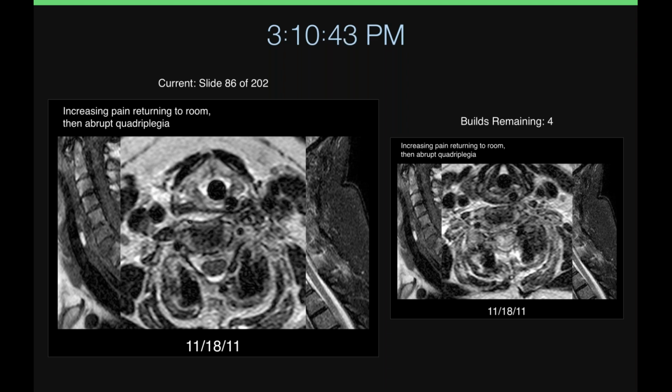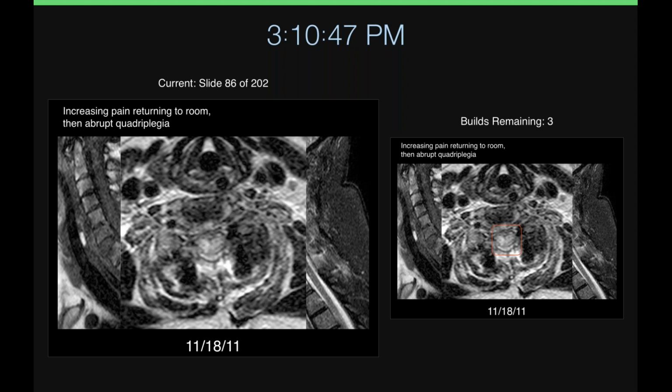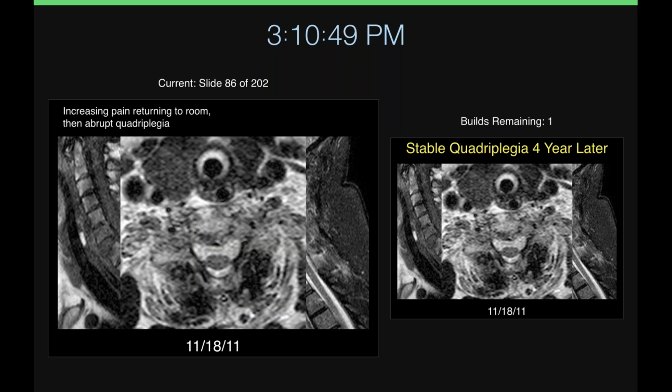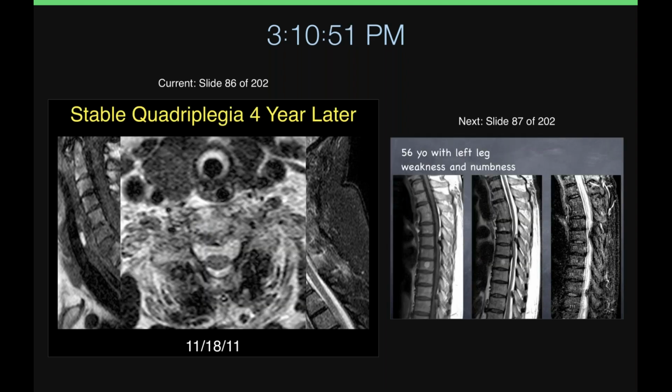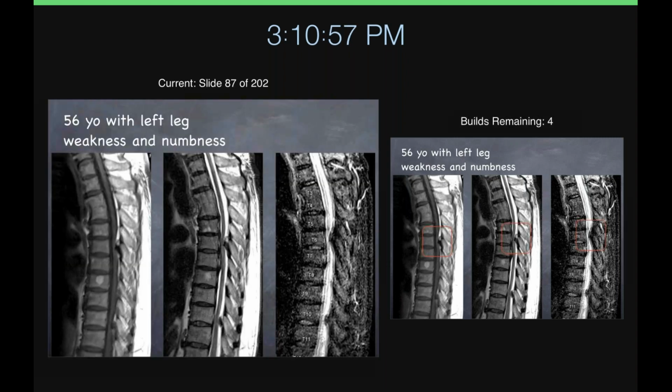Is there a brace in place now? It's like the alignment is back almost. Yeah. And this is 4 years later, the patient was still stable but quadriplegic.